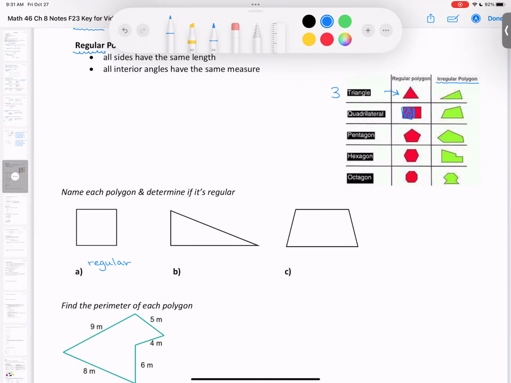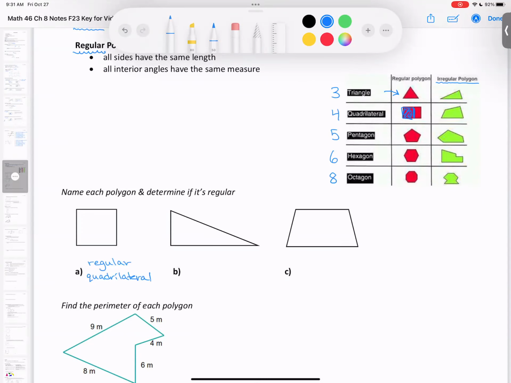If we have 3 sides, it's a triangle. 4 is a quadrilateral. 5 is penta. Penta means 5. 6 is a hexa. And 8 is an octa. Okay, so regular quadrilateral, known more commonly as a square.